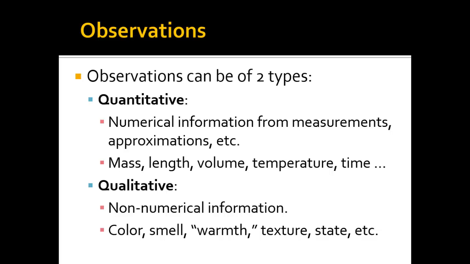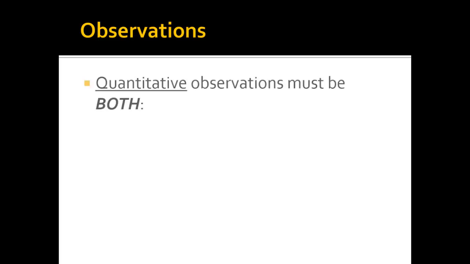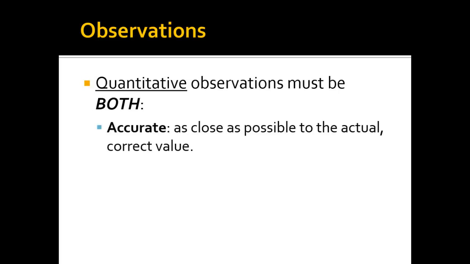When we're taking quantitative observations, they have to be two things, and you've heard me mention these words already, so we'll hit them a little more formally today. The first thing is every quantitative observation should be accurate. This means it needs to be as close as possible to the correct actual value.